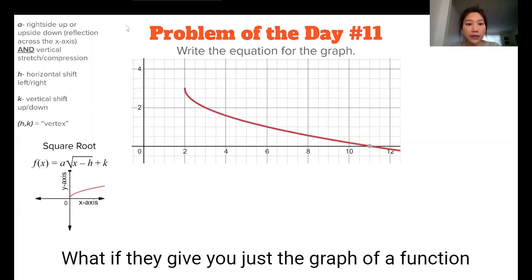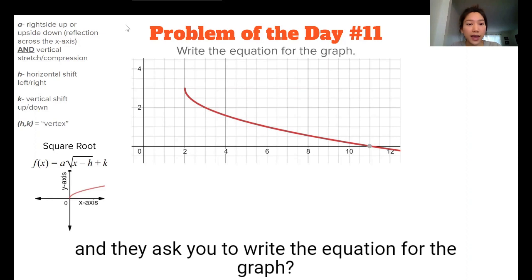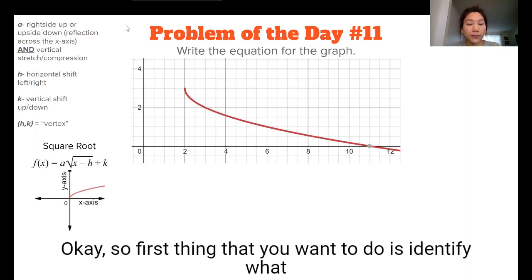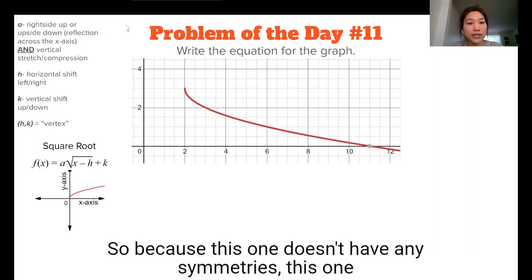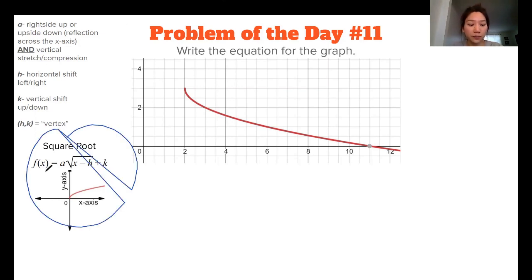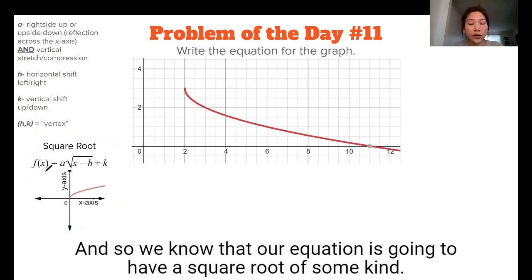Problem of the day number 11. What if they give you just the graph of a function and they ask you to write the equation for the graph? Okay, so first thing that you want to do is identify what type of graph it looks more similar to, right? Because this one doesn't have any symmetries, this one is most similar to the square root function. And so we know that our equation is going to have a square root of some kind.